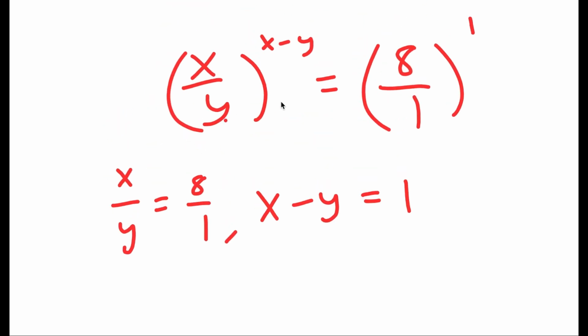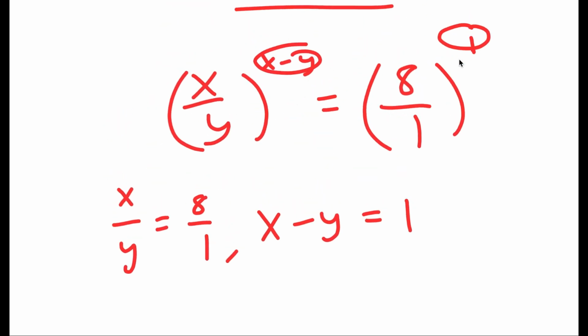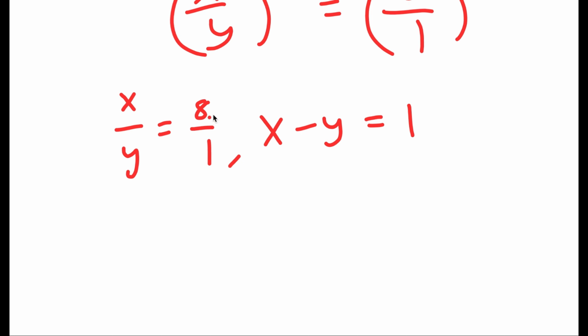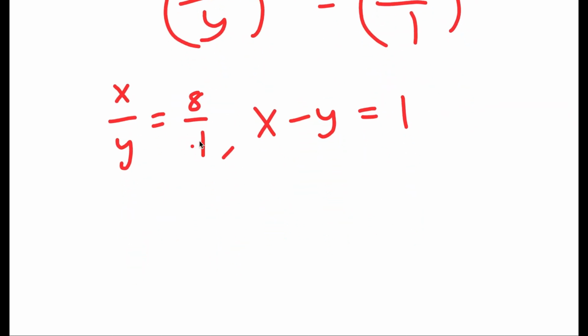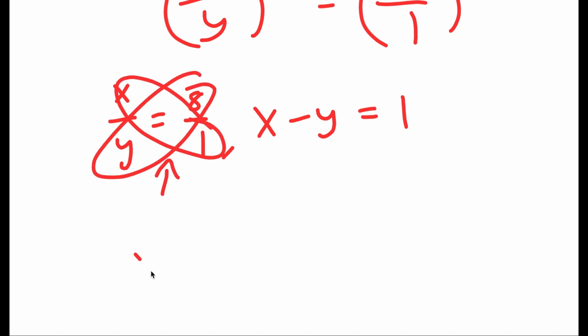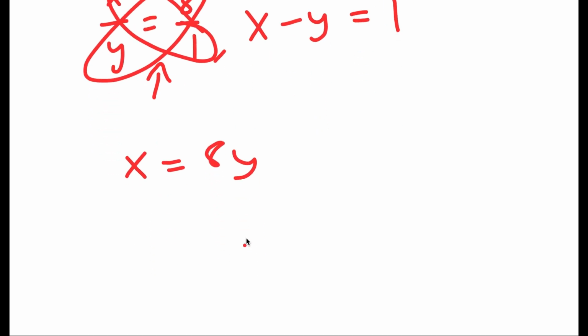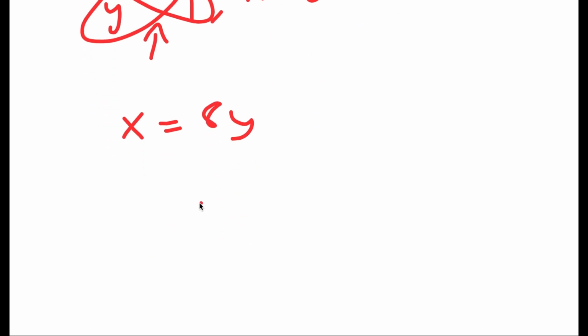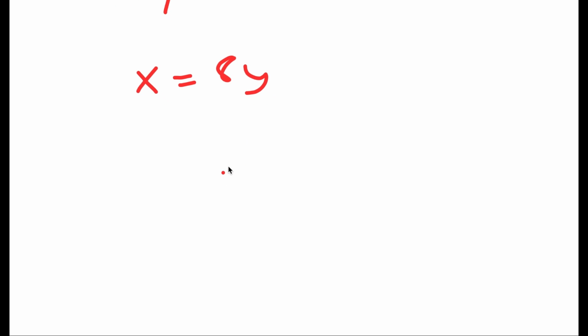So, because these two match. So that means, in this case, to solve this, this right here, if I cross multiply, turns into x is equal to 8y. So we're going to keep this in mind, and then we're going to go to case 2.